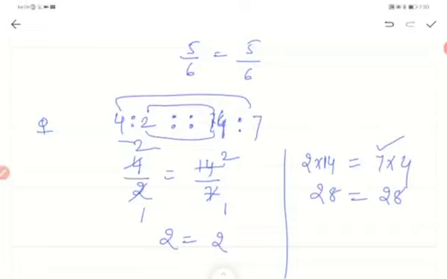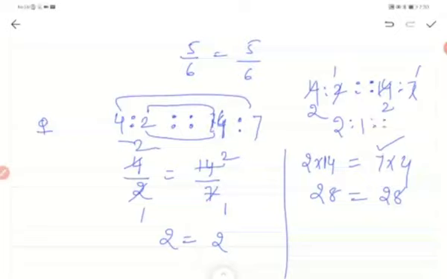Ratio is nothing but a fraction, that is division. 4 is to 2 is nothing but 4 by 2. Alright, or directly you can check 4 is to 2 is proportion to 14 is to 7. Cut here itself. 2 1s is 2, 2 2s is 4, and 7 1s is 7, 7 2s is 14. So I've got ratio 2 is to 1 on this side, and here also 2 is to 1. So any procedure you can follow, you just need to find whether they are in proportion or not.